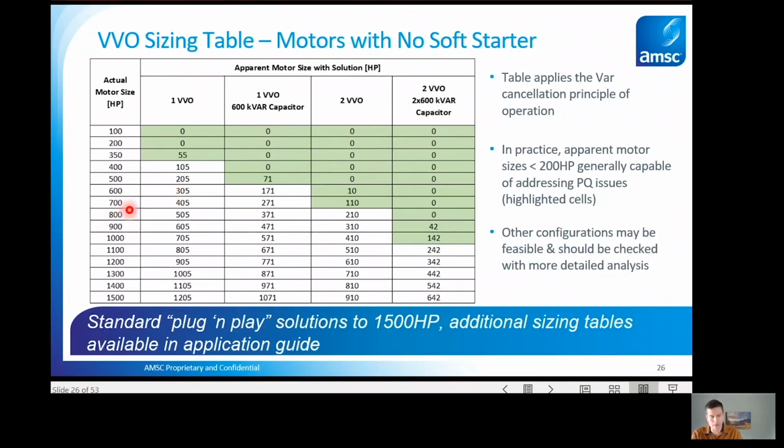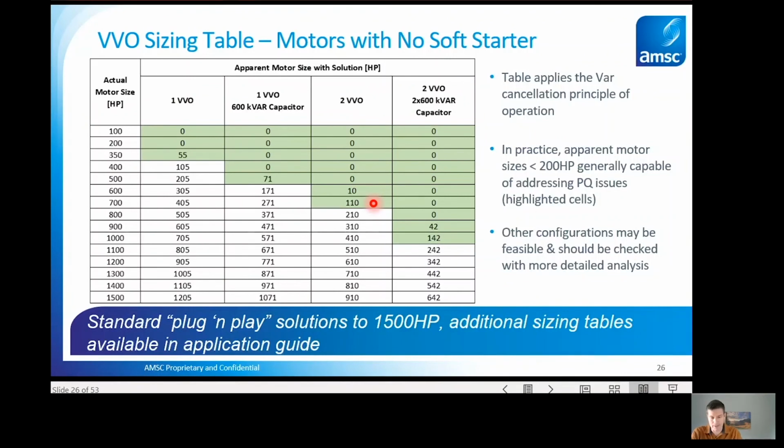700 horsepower motor with a 2 VVO configuration will cancel nearly all of the VARs, such that that motor now, instead of being a 700 horsepower motor in terms of how it looks to the utility, only looks like a 110 horsepower motor. Much smaller motor means you're not going to have the problem. So that's how to apply the concept of apparent motor size.